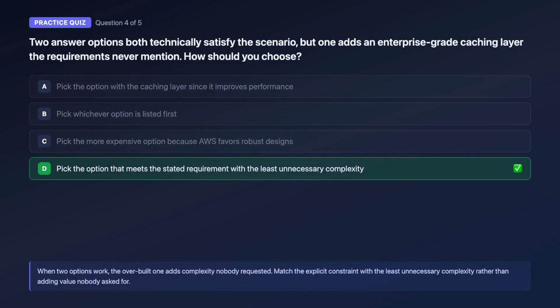The answer is D. When 2 options both work, the overbuilt one adds complexity nobody asked for. Match the explicit requirement with the least unnecessary complexity and leave out value the scenario never requested.